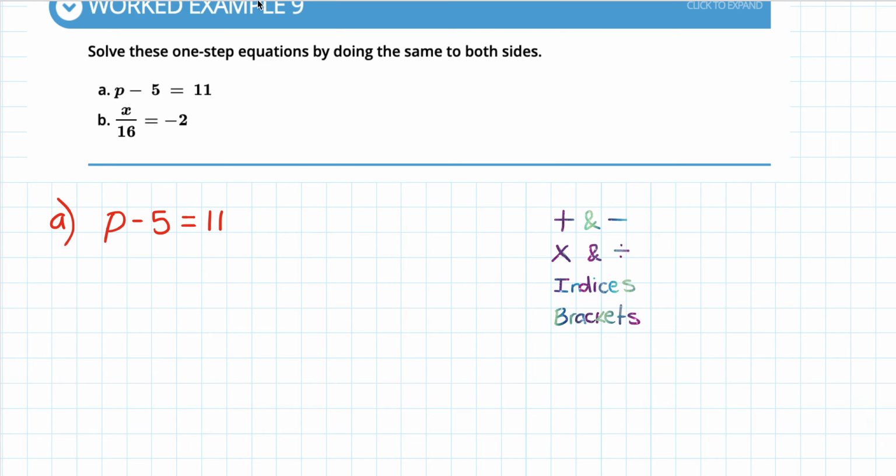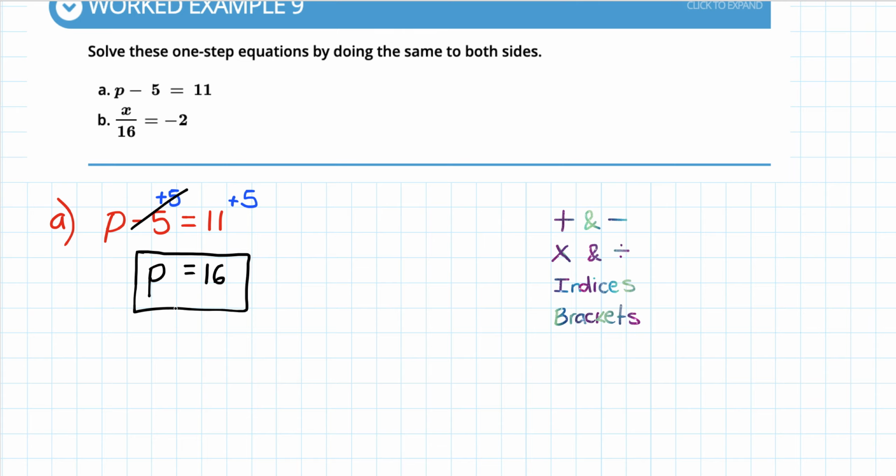That means that what I have to do is undo what is happening to P. P is being subtracted by 5, so I have to undo that. How do I do that? I have to add 5 both sides. When I do that, this becomes 0, and then P is equal to 16. And I put a square around my answer.